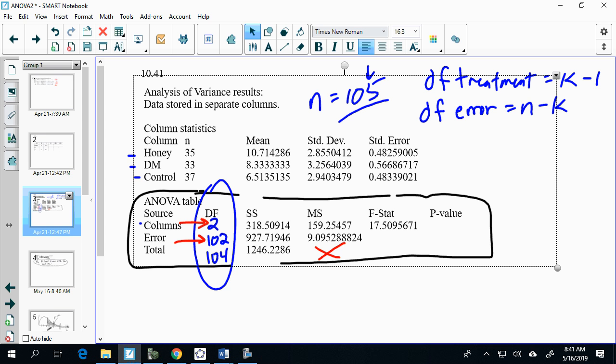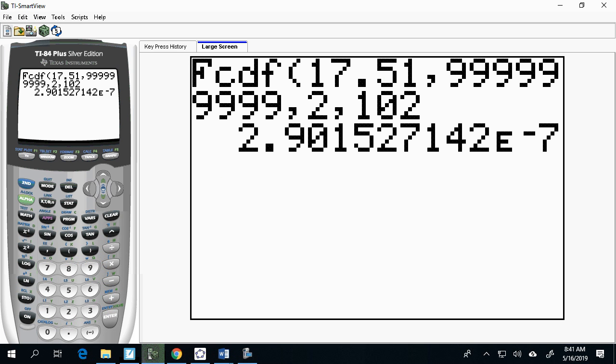All right? So that's the F statistic, an ANOVA table. You need to be able to complete an ANOVA table all the way through to finding an F statistic and a p-value. So what was my 2.9 times 10 to the negative 7th?